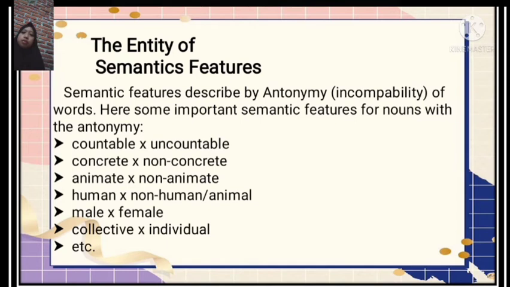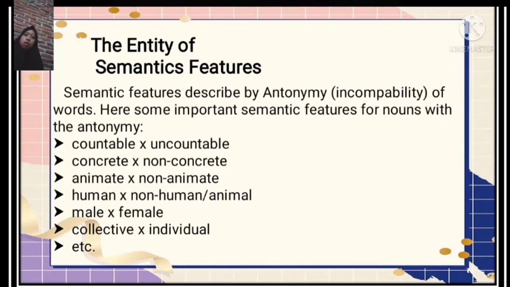Then semantic features can also be described by antonymy or incompatibility of nouns. Some important semantic features for nouns using antonymy are as follows. First, plus countable noun is antonymous with uncountable noun. For example, town with sense. Then concrete nouns such as butter with non-concrete nouns such as commitment.